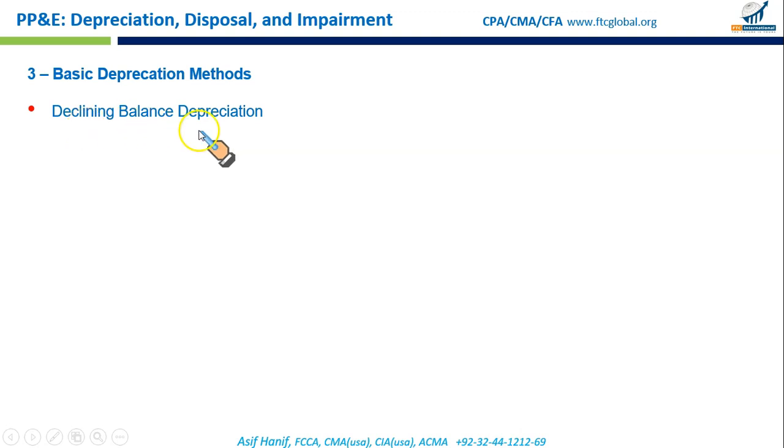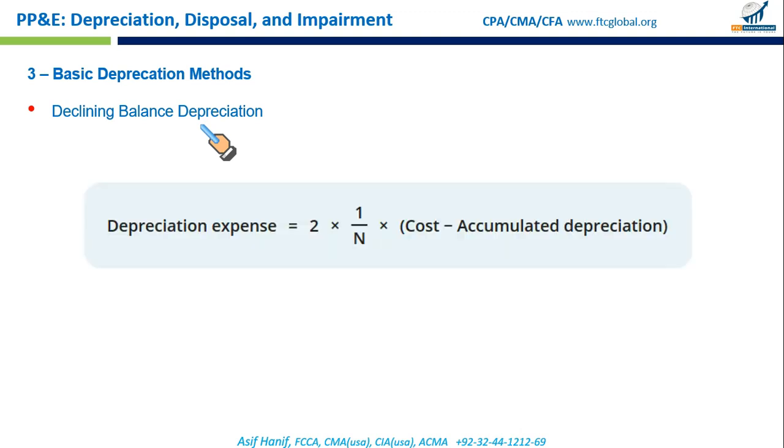Next, we have declining balance depreciation. This is an accelerated depreciation method, which means most of the depreciation is charged in the earlier years, and as we proceed, the depreciation expense is lower in the later years. So this is the formula we use. Please note, in this formula, we do not take the salvage value. This method ignores salvage value in your annual depreciation calculation, right?